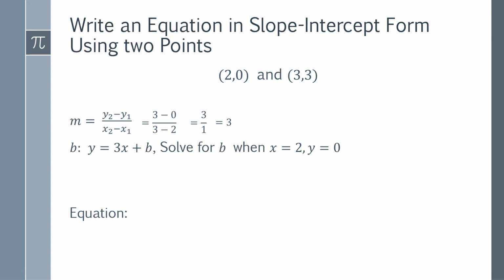So what is b when x is 2 and y is 0? So we have 0 equals 3 times 2 plus b, which is 0 equals 6 plus b. We subtract 6 from both sides, and we get b is -6. So our equation is going to be y equals 3x minus 6.